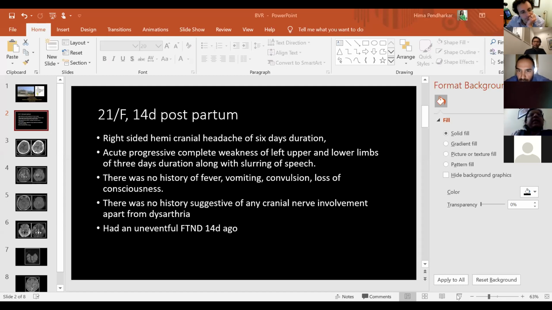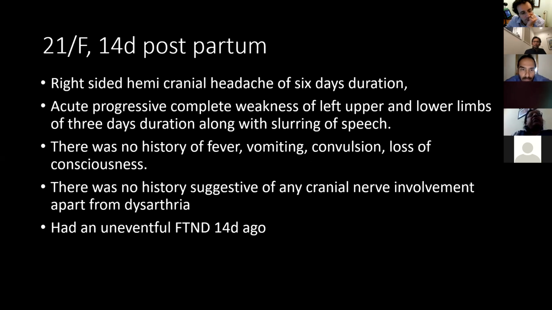So this was a 21-year-old young lady, 14 days postpartum. The reason I present this case is that we have a lot of postpartum women with neurovascular conditions coming to our hospital, referred all the time. She came with acute progressive right-sided hemicranial headache of 6 days duration, acute progressive complete weakness of the left upper and lower limb of 3 days duration, and slurring of speech. There was no history of fever, vomiting, convulsion, or loss of consciousness to suggest an infective etiology.